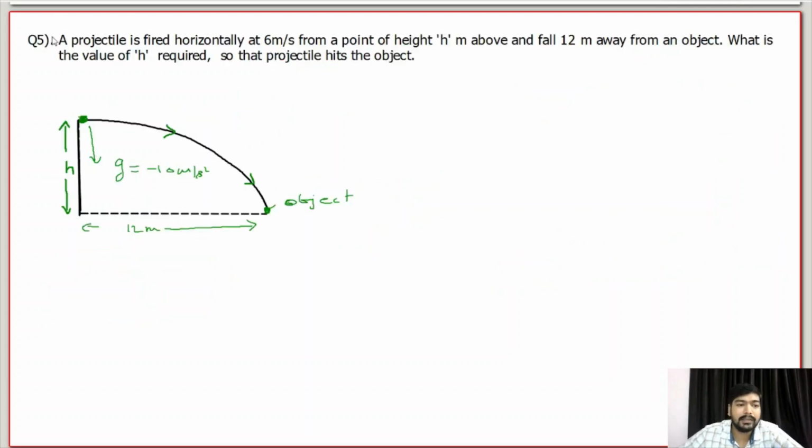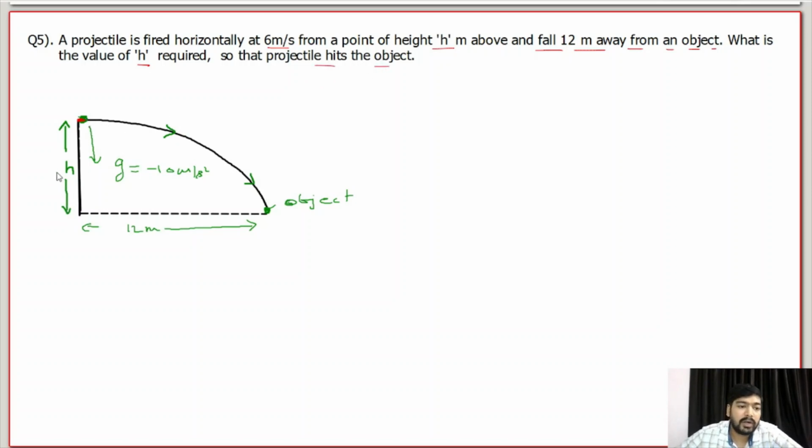Yes, so let's read the question. This is our fifth question of kinematics. A projectile is fired horizontally at 6 meter per second from a point of height h. From here the particle is being fired, and it falls 12 meter away from an object. It will fall on an object which is 12 meter away from where it was fired. So what is the value of h required so that the projectile hits the object?